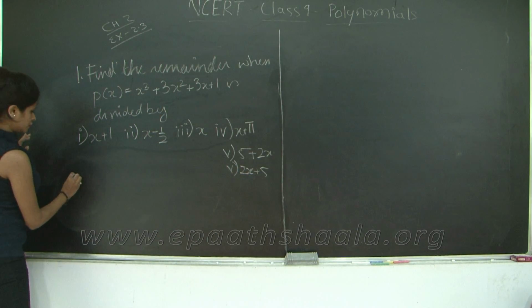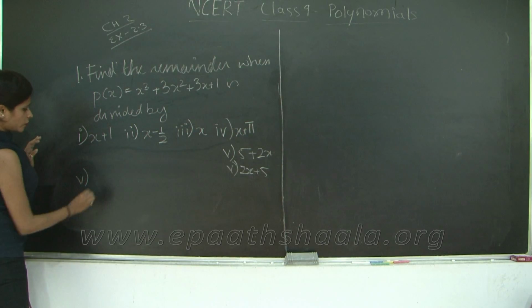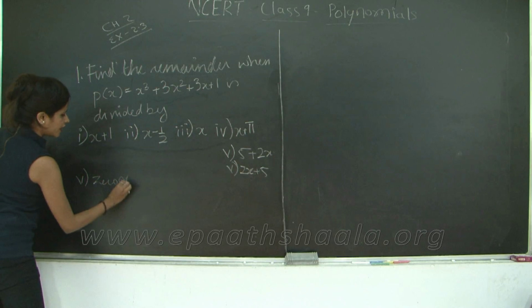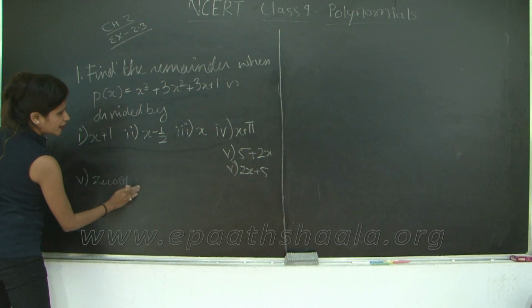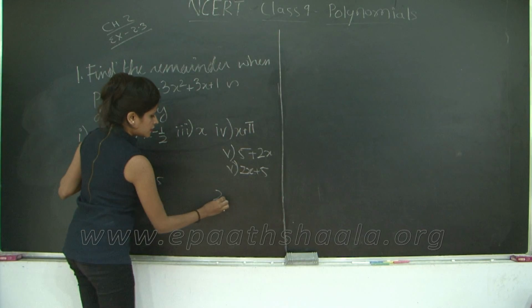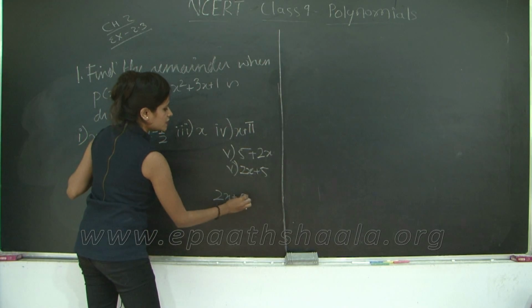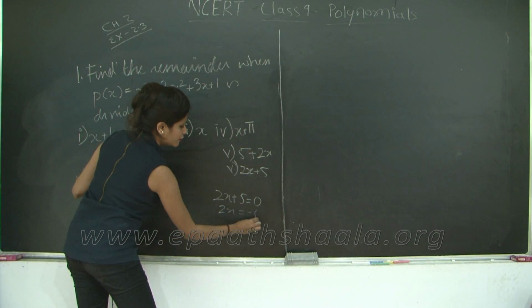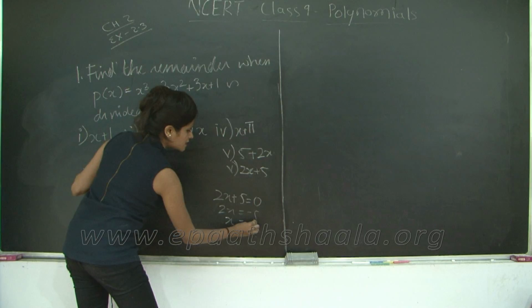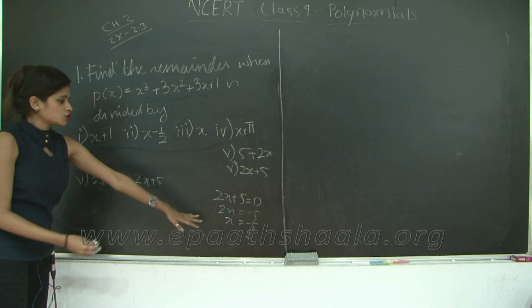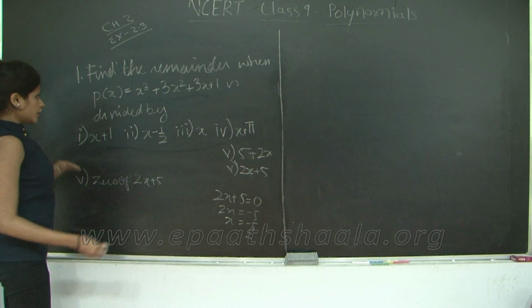So the fifth one, you have p of x, with 2x plus 5 as the divisor. We'll find out. 2x plus 5 is equal to 0. So 2x is equal to minus 5. Then x is equal to minus 5 upon 2. Right? I'm going to substitute x is equal to minus 5 upon 2 in this polynomial expression.